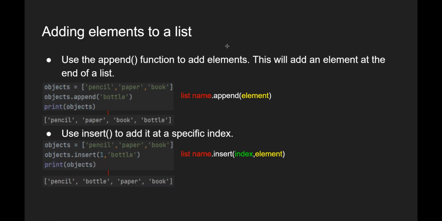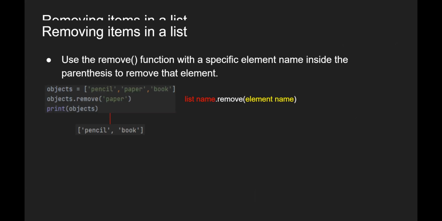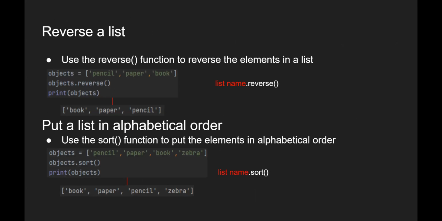So if we wanted to add something to a list, we'd use the append function. If we wanted to insert something at a specific index, we'd use the insert function. If we wanted to remove something from the list, we'd use the pop function. If we wanted to remove a specific index, we'd use pop and then put an index number inside of it. If we want to remove it, we can just use remove also and then put the element name inside. If you wanted to reverse a list, you can say reverse, and if you wanted to put it into alphabetical order, you can use the sort function.